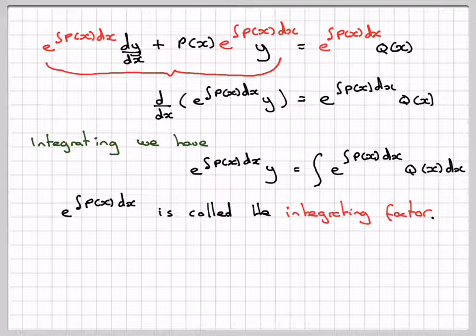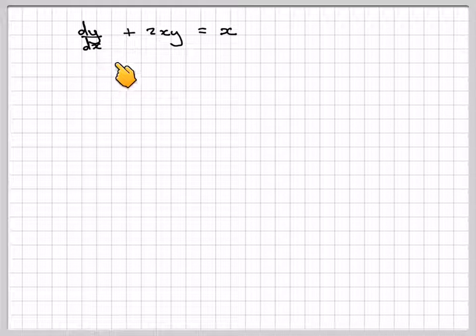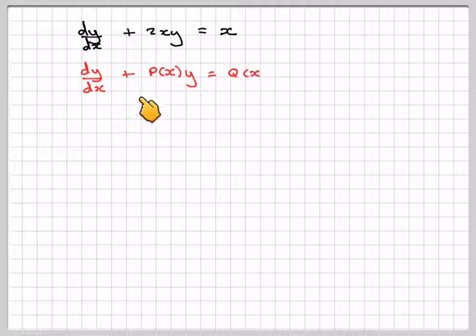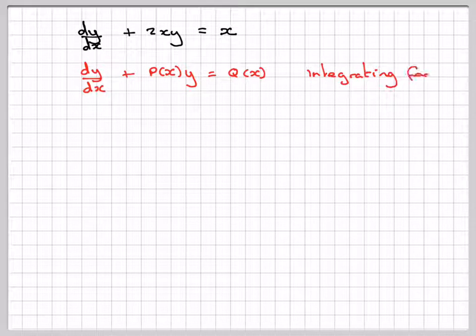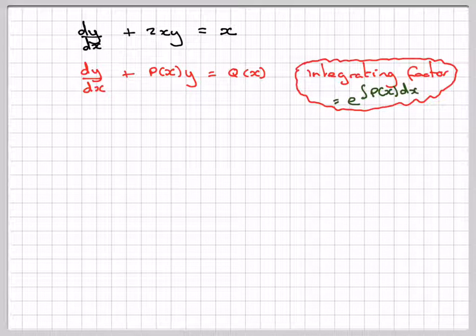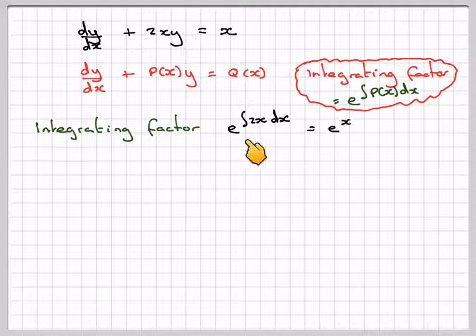Now let's see how this works using that example that we have. So the example is dy/dx + 2xy = x, which has the form dy/dx + P(x)y = Q(x). So the integrating factor will be e to the integral of P(x) dx. P(x) is 2x, so the integrating factor will be e to the integral of 2x dx. If you integrate 2x you get x squared, so the integrating factor is e to the x squared.